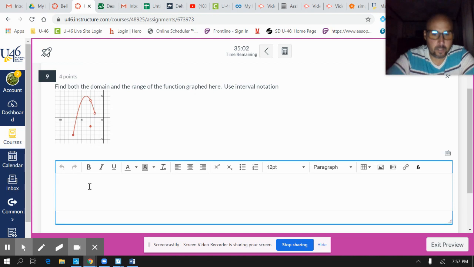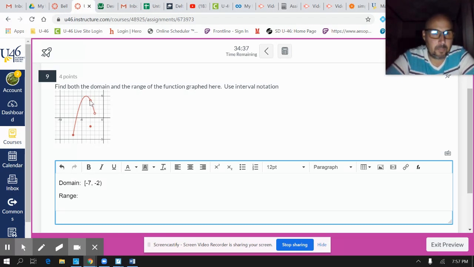Find the domain and range of this. The domain is the set of all x values. Well, this function begins at -7, and it includes -7. So bracket -7. And it goes all the way to -2, and it does not include -2. That is the answer that you need for full credit.